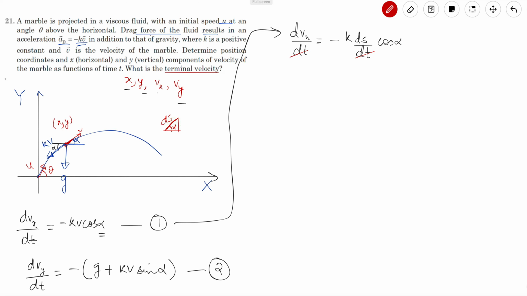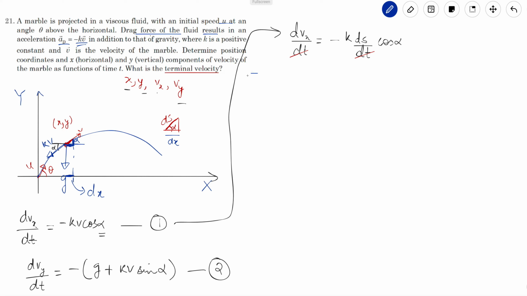So what is ds cosine alpha? Obviously ds cosine alpha will be dx, right? Because if we draw this in a right angle triangle, this is going to be the projection. ds cosine alpha is the projection along the x direction. So this is basically dx, okay? Along the x direction, this is the projection.